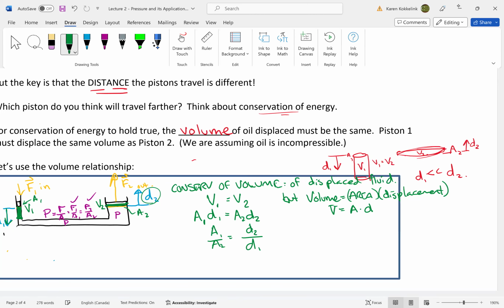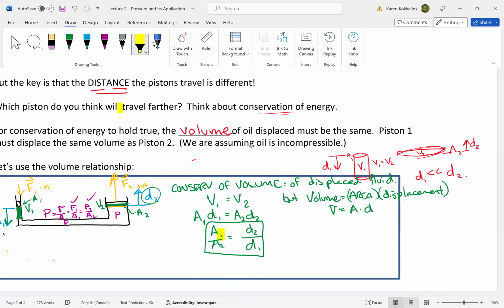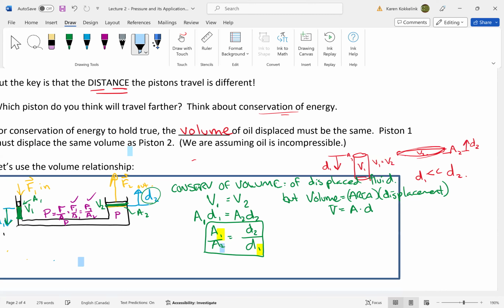So we have to be sure that we look at this relationship properly. The small area is on the top here, so it's area 1 on the top. Displacement 1 is on the denominator over here, so it acts in the opposite direction. And A2, the bigger area, is down here, but the bigger area is on the numerator here.